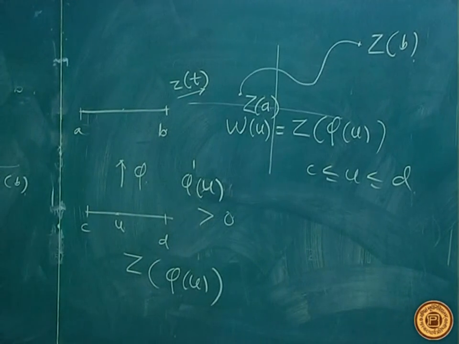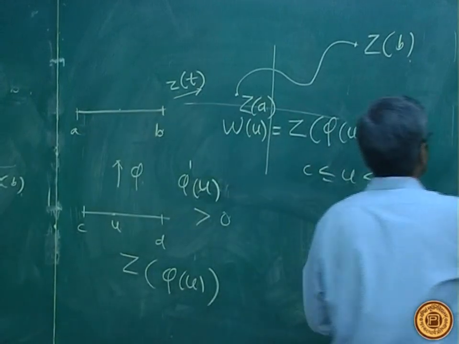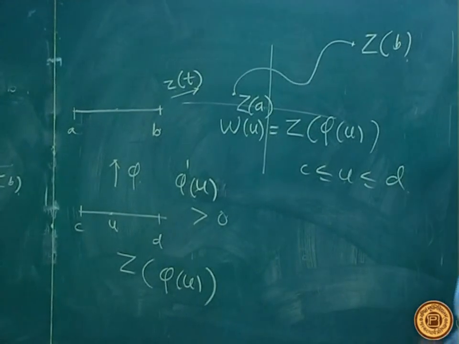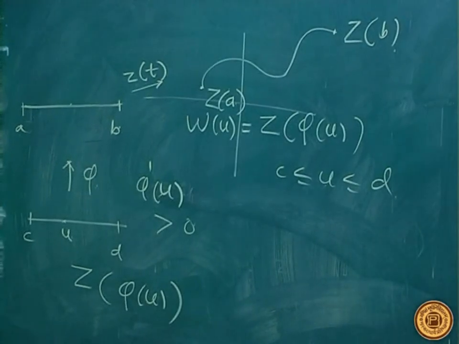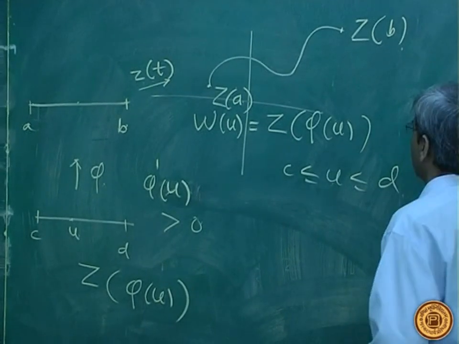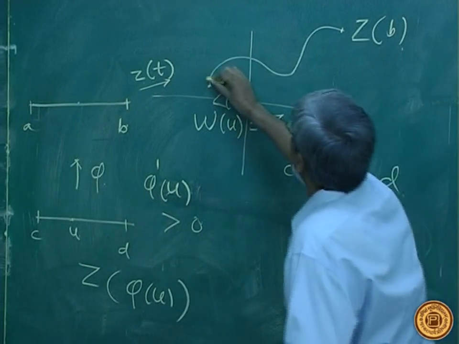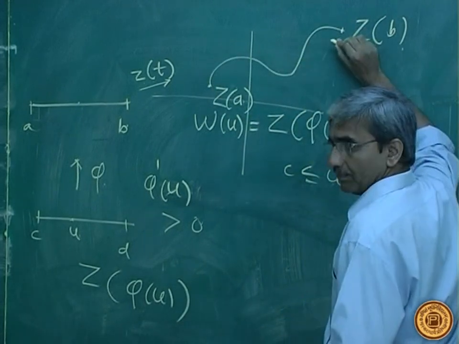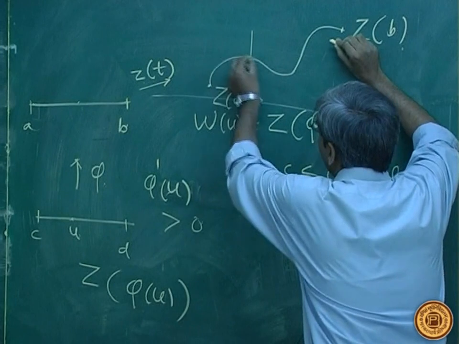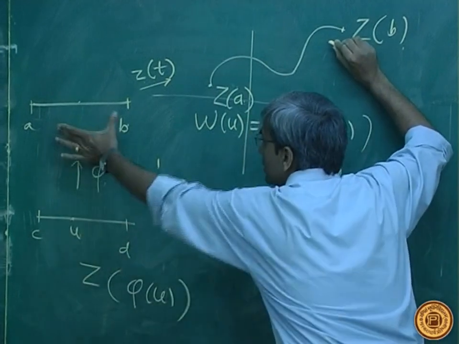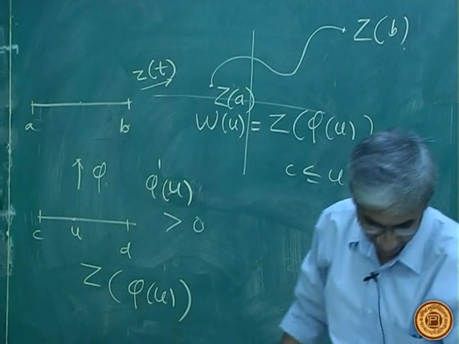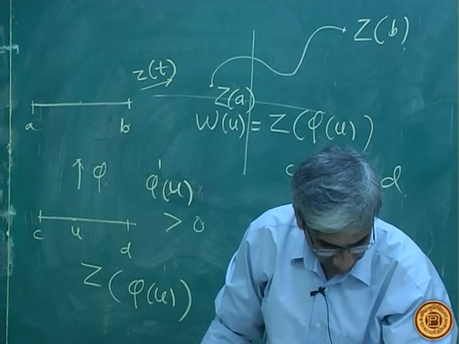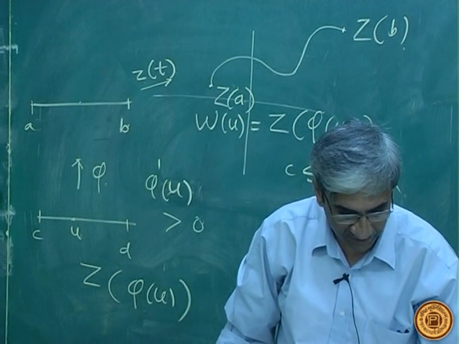Then the property is that the length of the curve remains invariant. Whatever the length is, it is an intrinsic property of the curve. Whether you traverse points by using interval CD or AB, the length will not change. That is what is written here: under this reparameterization, the length of C remains invariant.